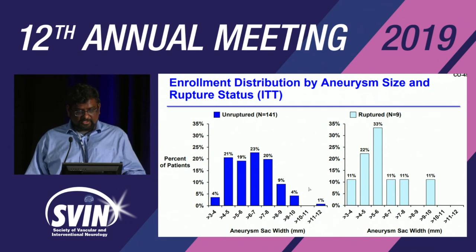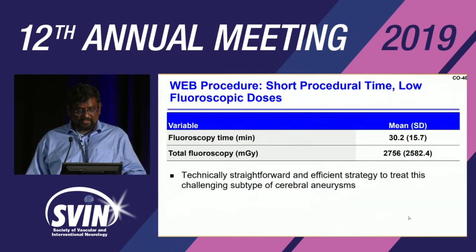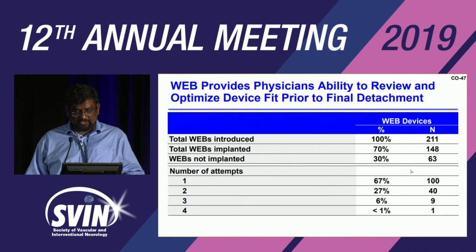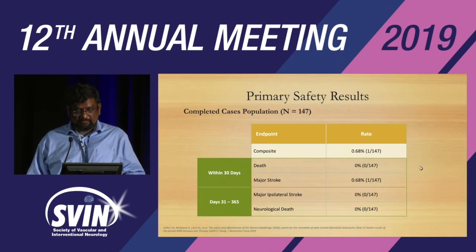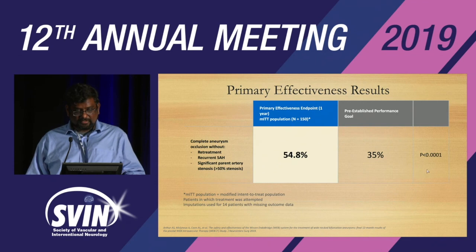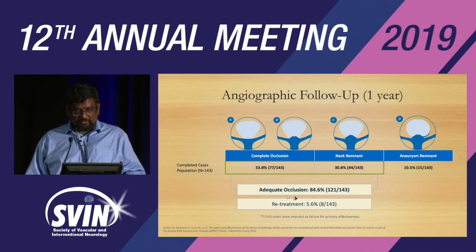So in terms of the percentage of patients for unruptured and ruptured, you can see that most of the patients were between 4 millimeters in size and 8 millimeters in size in both cases. This is an important slide. So the fluoroscopy time with WEB device is much shorter because you're just implanting a single device, not putting in multiple coils. And the WEB has been successfully delivered in that trial in 98.7% of the patients. So as we keep going, the adequate occlusion rate at 1 year is 84.6%.